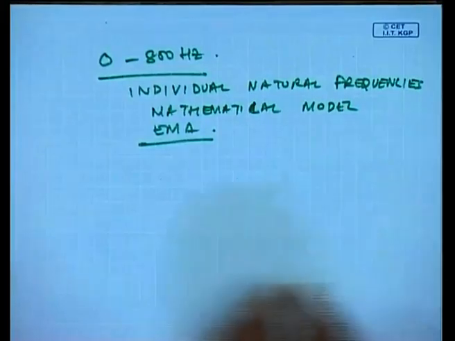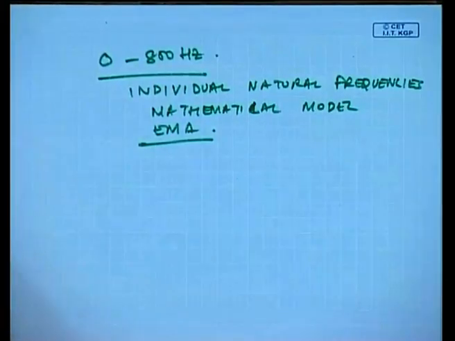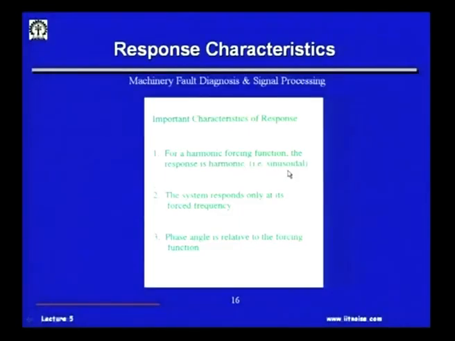So, to summarize, the important characteristics of response are: for a harmonic forcing function, the response is harmonic. By harmonic I mean the forcing function is a sinusoidal or a cosine function. The system always responds only at its forcing frequency, and the phase angle is always related to the forcing function.